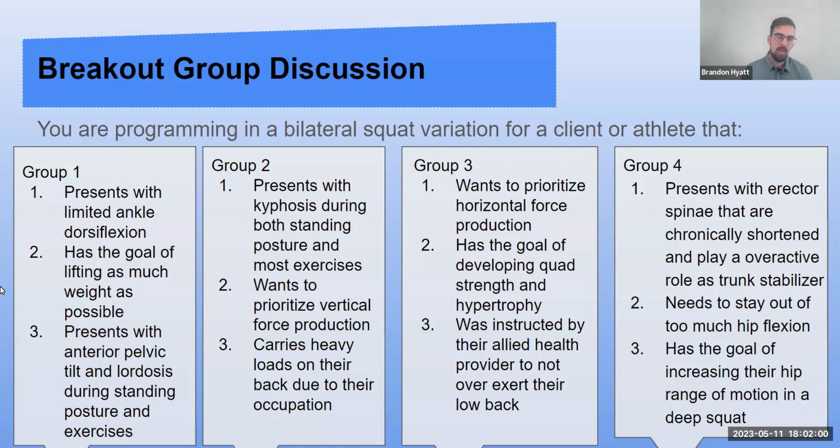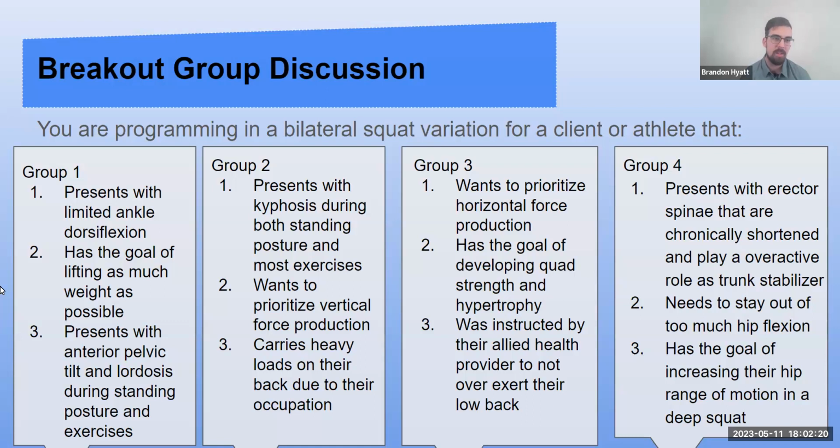All right, number two, we've got a client that has the goal of lifting as much weight as possible. Well, we're probably not going to be doing a front squat then. Probably not a safety bar squat. Low bar back squat, or some sort of squat where the load goes behind you, is going to be their best bet. That's what the research shows.